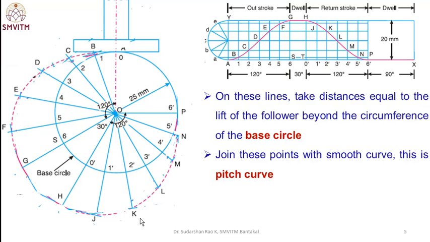Then h, j, k, l, m, n, o, p. Project this distance beyond the base circle. Then mark the points and join these points with a smooth freehand curve, that is the dotted line shown in pink color. Join these points with the smooth curve. This is the pitch curve. This is not the cam profile.